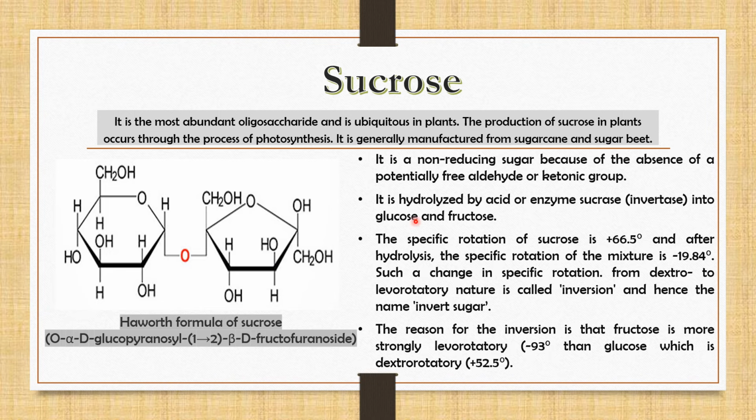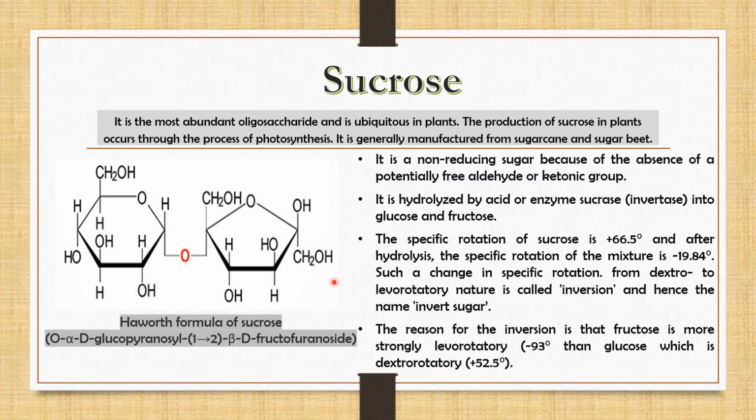This is the Haworth formula of sucrose. Sucrose is alpha-D-glucopyranosyl 1,2 beta-D-fructofuranoside. So sucrose is formed when an alpha-D-glucose and a beta-D-fructose are condensed, forming a glycosidic bond between carbon 1 of the glucose and carbon 2 of the fructose.